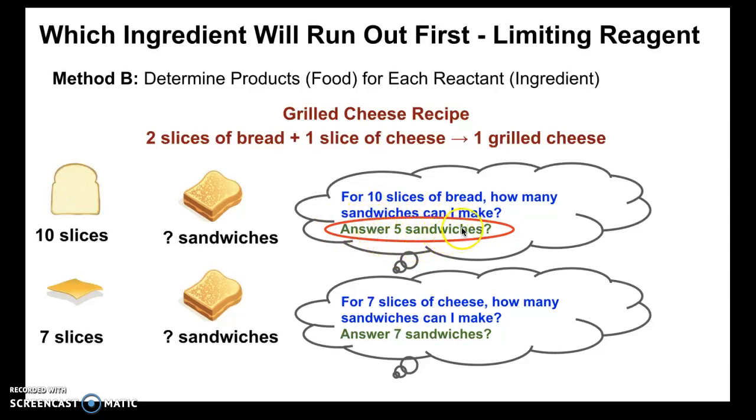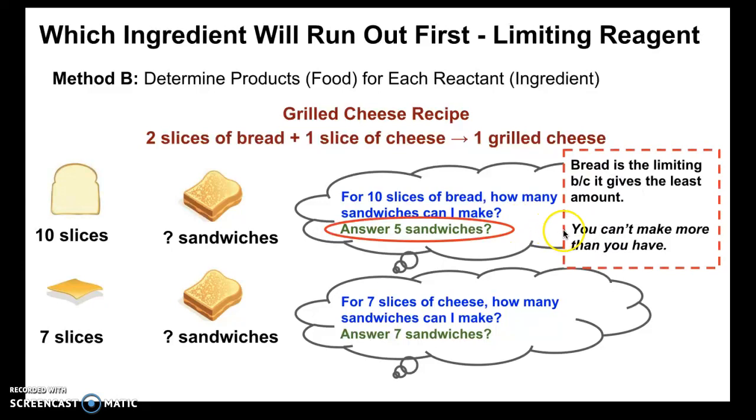So the one that gives you the smallest amount of food or product is your limiting reactant. I'll say that again. The one that gives you the smallest amount of food or product is your limiting reactant. And that's because you can't make more than you have. We're going to run out of the bread, which is what a limiting reactant is. It runs out first. We're going to run out of the bread first before we can make those additional 2 sandwiches. So bread is our limiting.